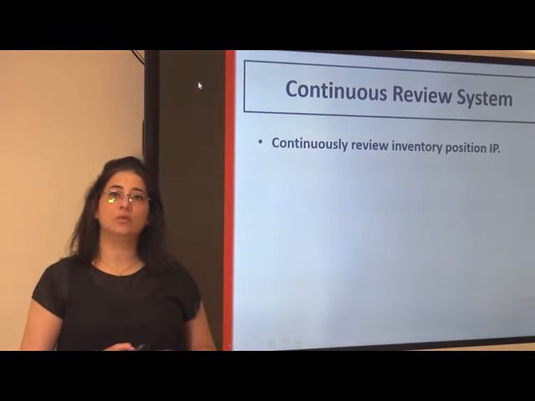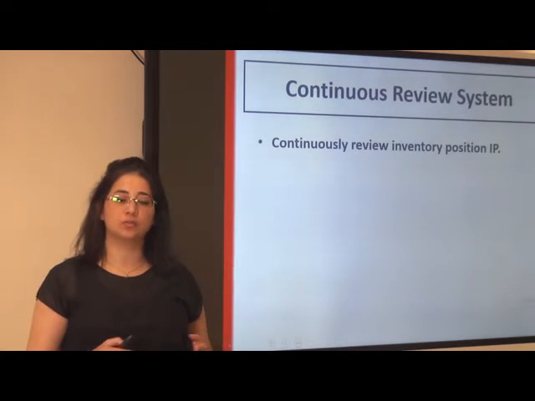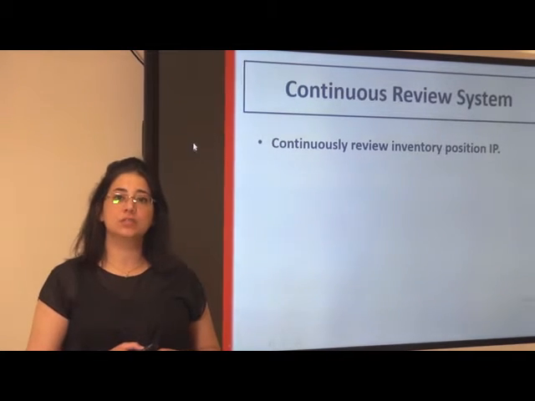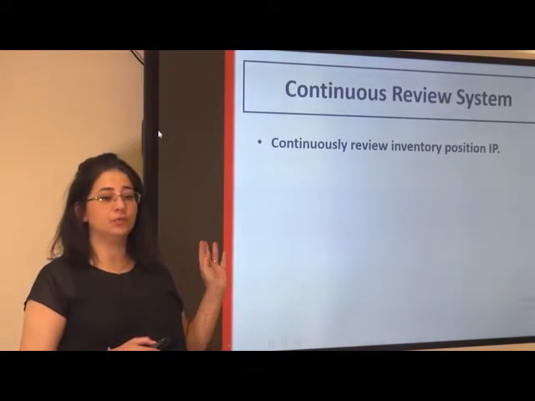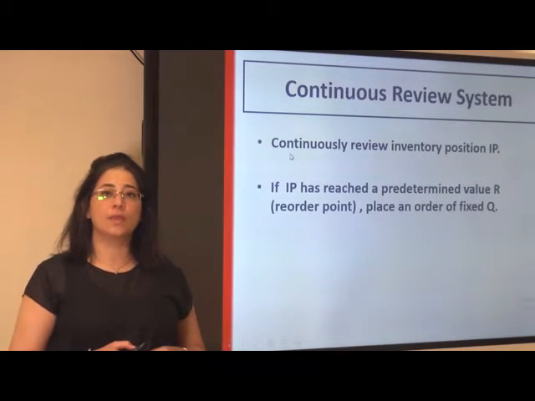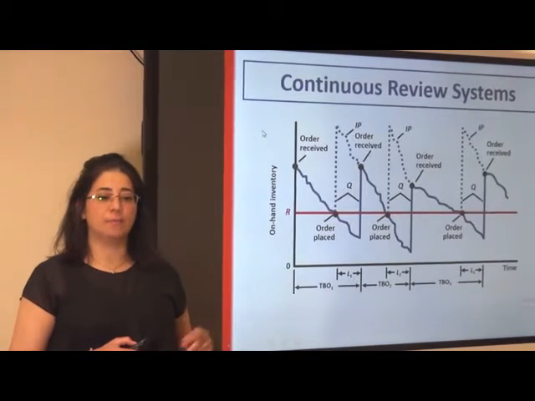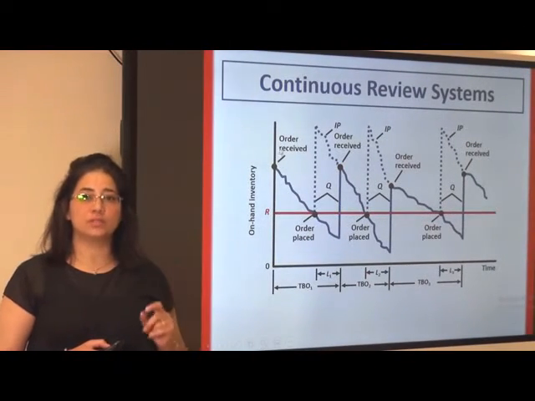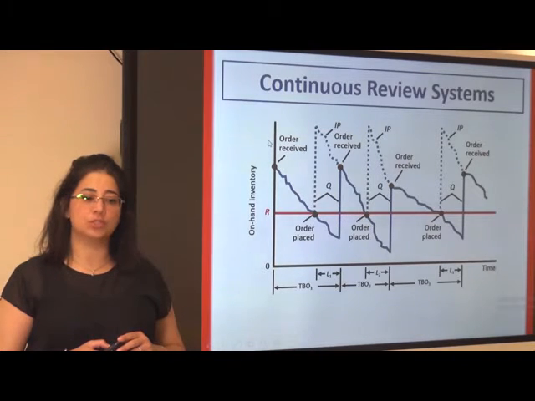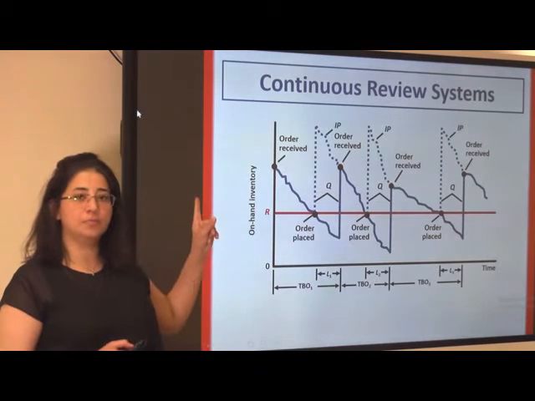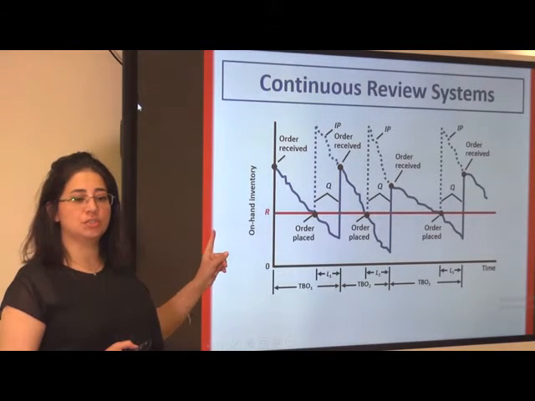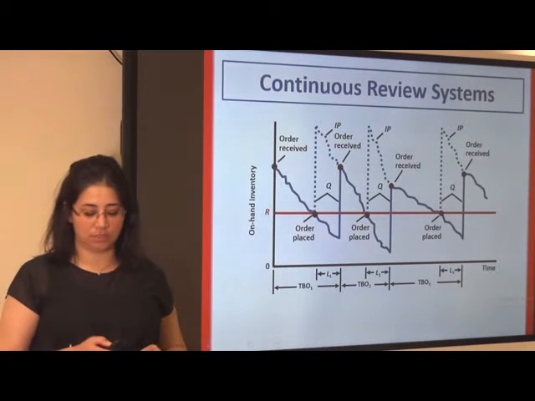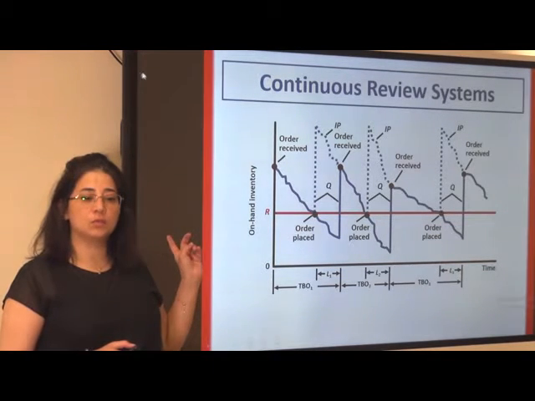The continuous review system is one of the inventory management systems we are going to talk about in our book. In the continuous review system, we continuously review the inventory position, IP. When the inventory position reaches a predetermined value, which is R, we order a fixed quantity Q. So the parameters in the Q system are Q and R.